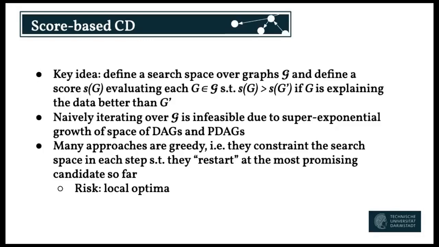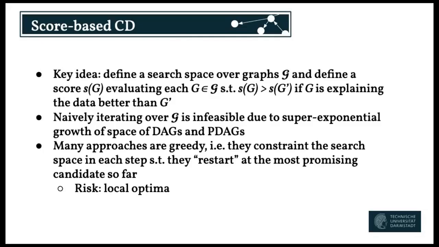However, naively iterating over the set of all DAGs is not a really good idea. I think Matej already told you that the number of possible DAGs grows super exponentially in the number of variables you have. So you need a different approach. And many algorithms in the score-based domain use a greedy approach.